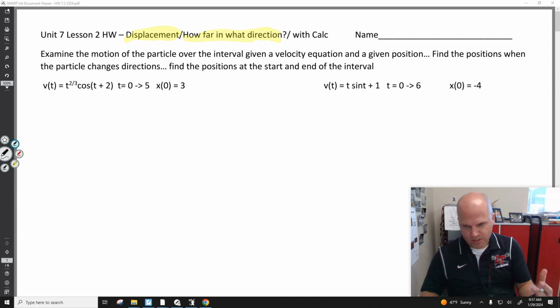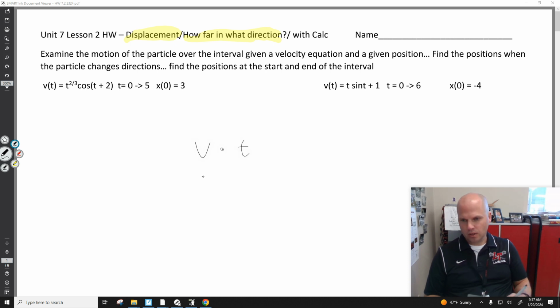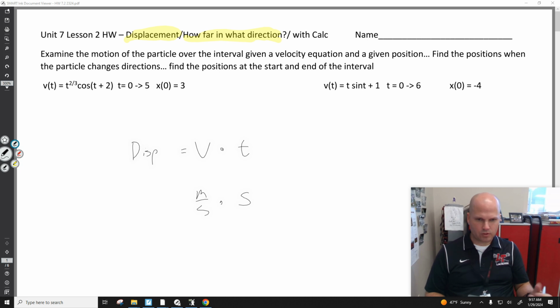If you remember from physics class, if you take your velocity and you multiply it by the time in which you're undergoing that velocity, you get a displacement. If you take your meters per second over the course of the seconds at which you traveled, you'll get meters. The seconds will cancel.